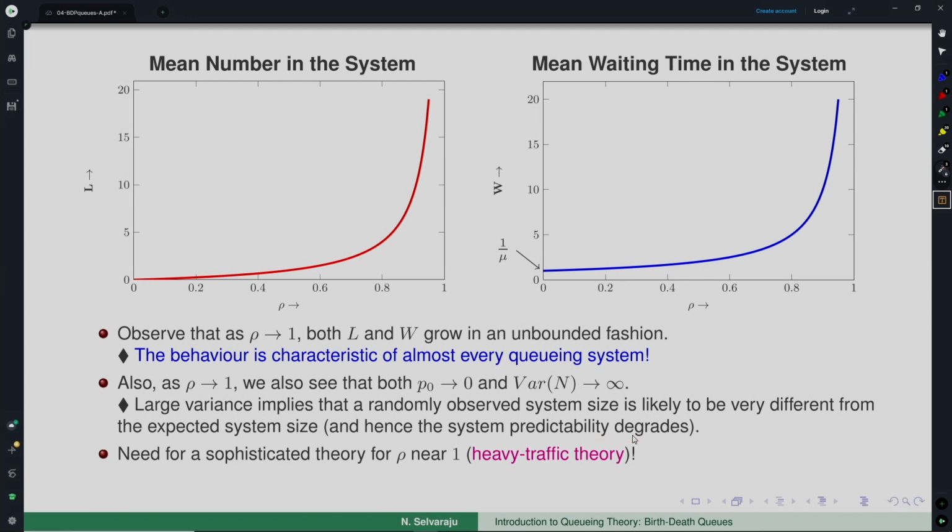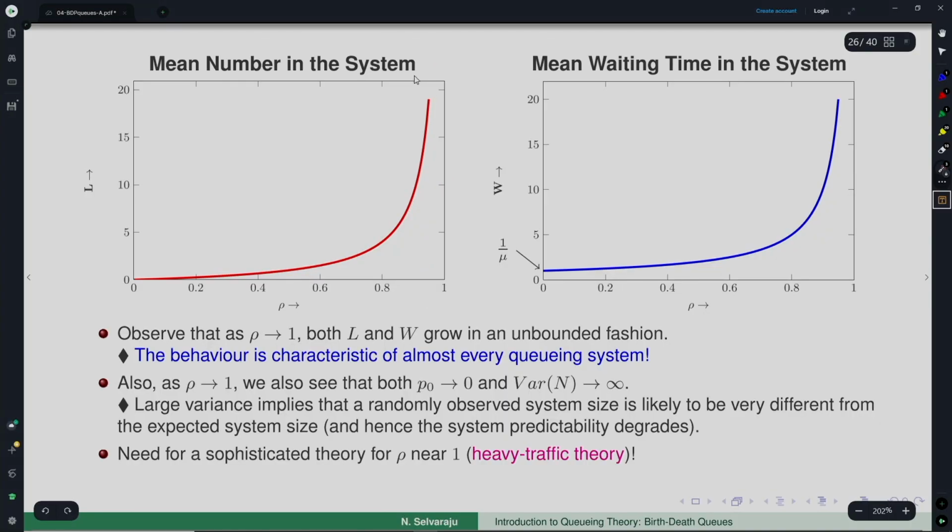That means there is a large variation in the number of customers you observe in the system at different points of time, and hence you need to account for it if you are designing the system, analyzing it, or making any improvement. You have to keep that in mind. Because this grows exponentially, for values beyond 0.98 or 0.99 you would still like to use them, because then you are using the server to the maximum.